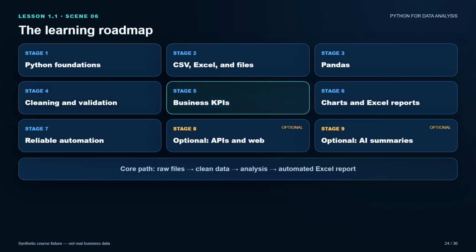Fifth, we answer business questions. We will calculate revenue, profit, average order value, monthly trends, top products, top customers, and performance against targets.